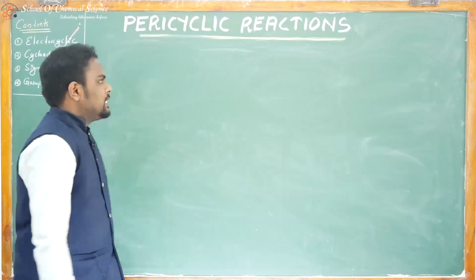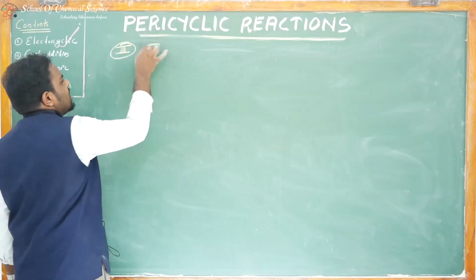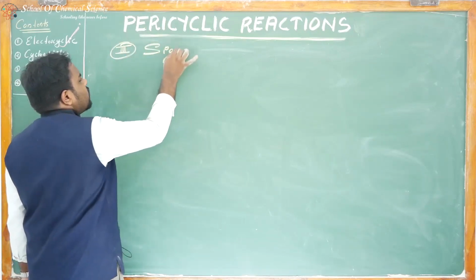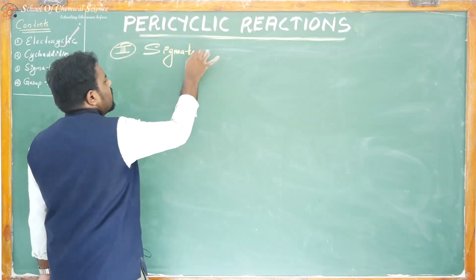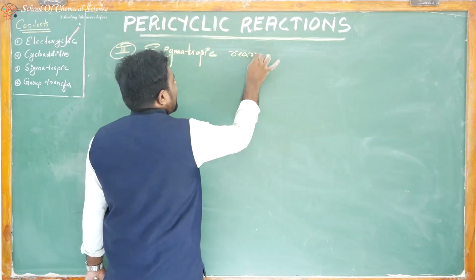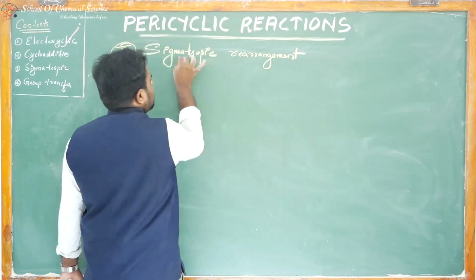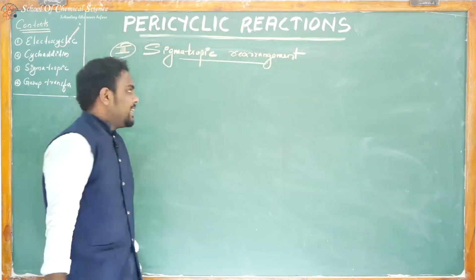Our next type of pericyclic reaction, the third one, sigmatropic rearrangement. Okay, sigmatropic rearrangement.